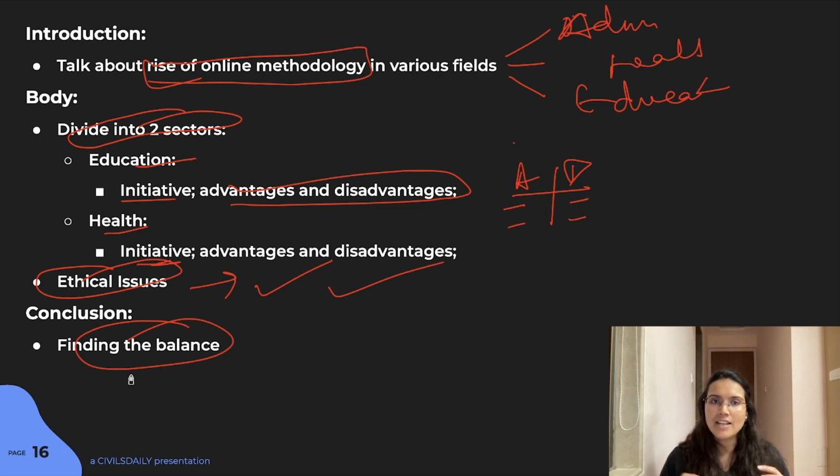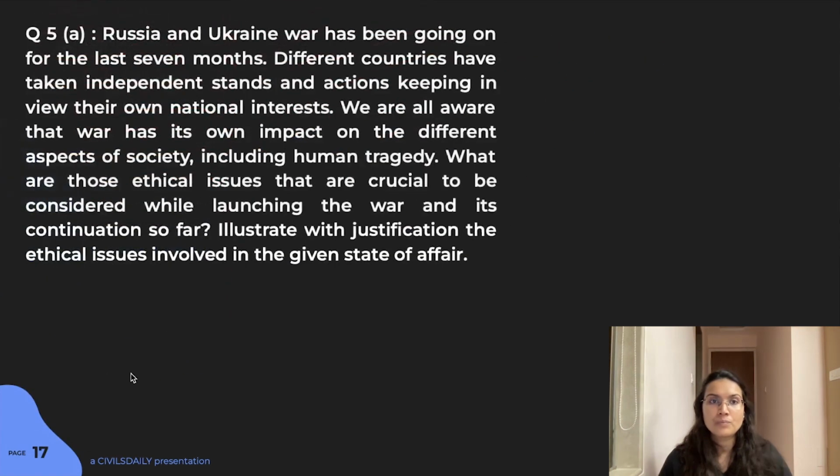How do you find the balance? What should be the right approach with respect to online methodology? Again, we cannot say that we should completely remove the online technology, but we do need some solutions to the ethical issues that we've raised above. We need better connectivity. We need better awareness, how we can reduce that digital illiteracy divide, rural related. So these kinds of practices can be brought in.